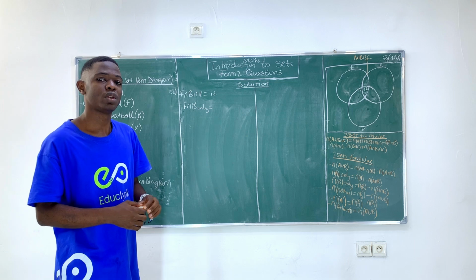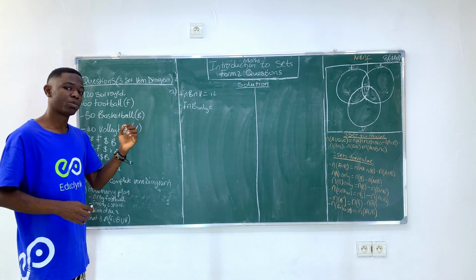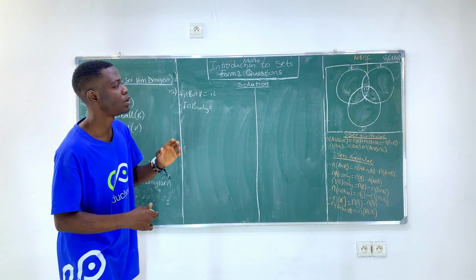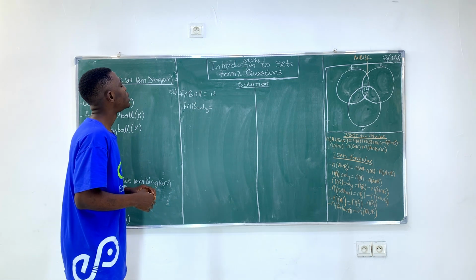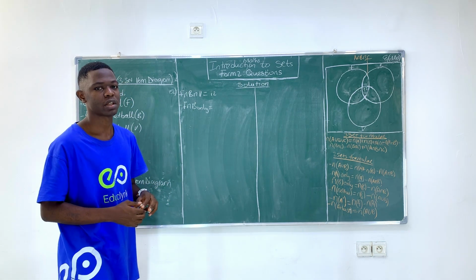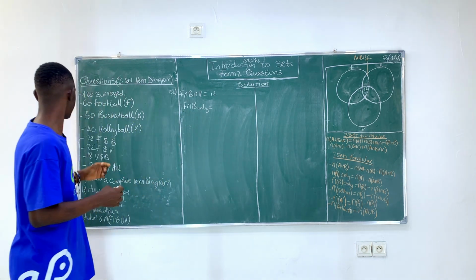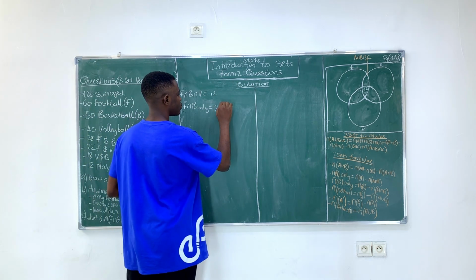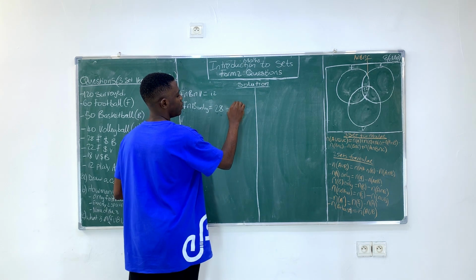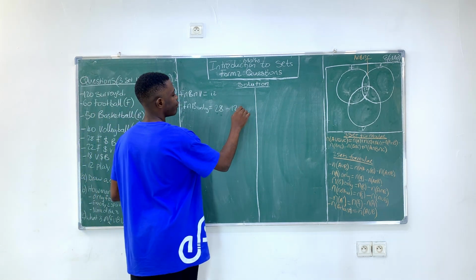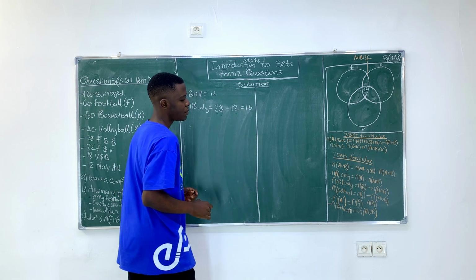So if you want to know the people that are doing football and basketball only, you take the total number of people that are doing football and basketball minus the people that are doing all of the sports. Because people that are doing all of the sports are also inside the people that are doing football and basketball. They want the people that do football and basketball only. So it's going to be football and basketball 28, which is the total number of people doing football and basketball, minus 12, which is the intersection. That will give us 16.